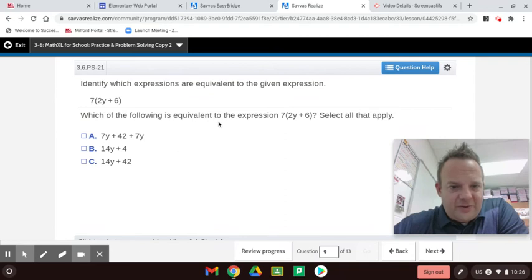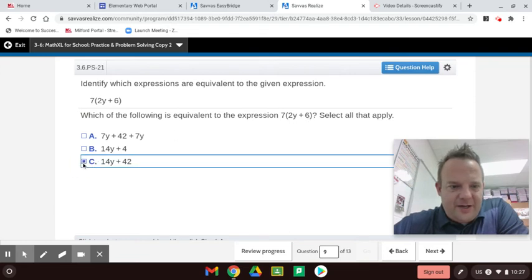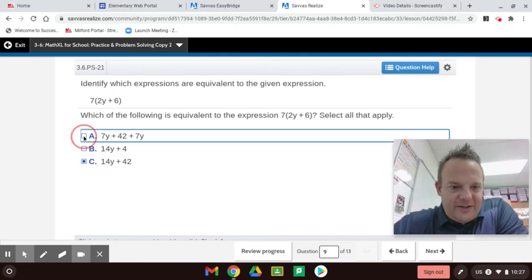Which of the following is equivalent to this expression? So we're going to do the distributive property. 7 times 2y is 14y, and 7 times 6 is 42. So right here, and now, we're going to combine like terms. Now, it can't be this one. But see how 7y plus 7y is equal to 14y? And then you have the 42 there. So this one's equal because 7y plus 7y is 14y. And then the 42, of course.